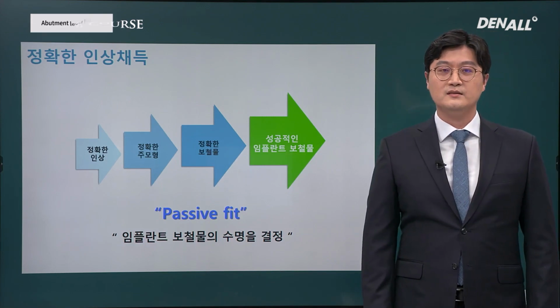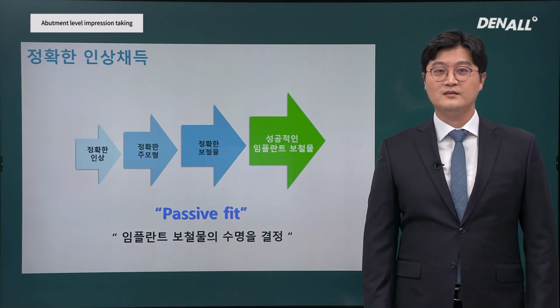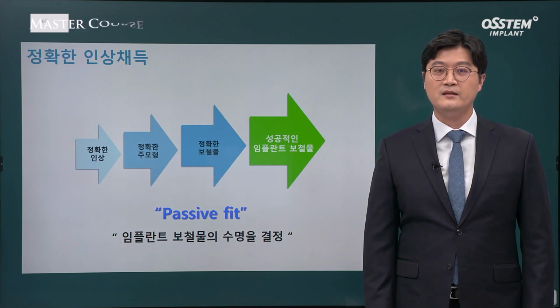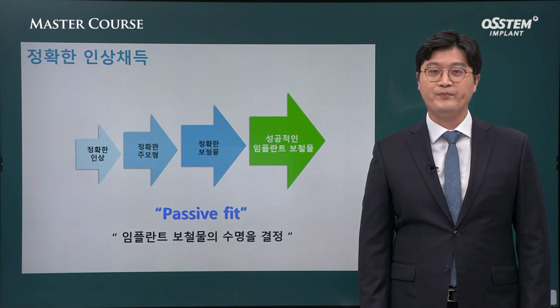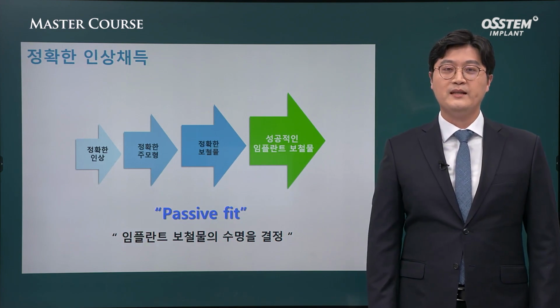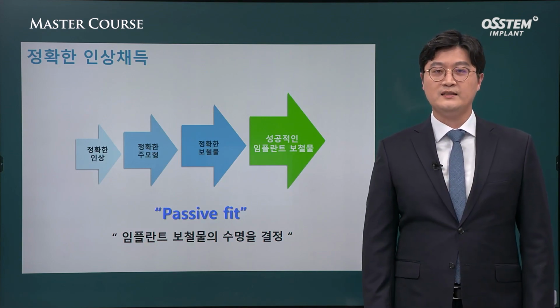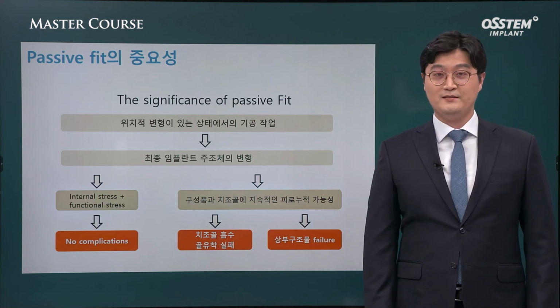With accurate impression taking, an accurate gypsum model can be created, which can lead to an accurate prosthesis, and ultimately, it will bring a successful implant prosthesis. For a successful implant prosthesis, passive fit between an implant and prosthesis is very important.